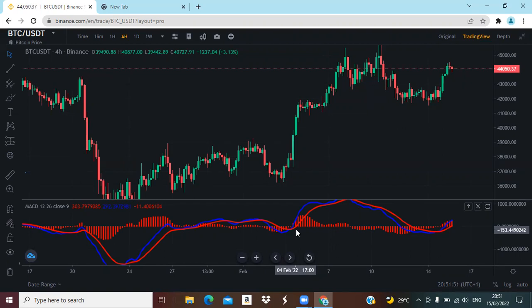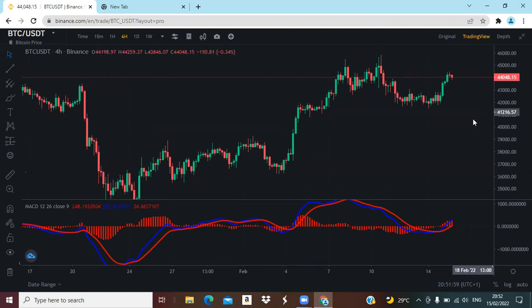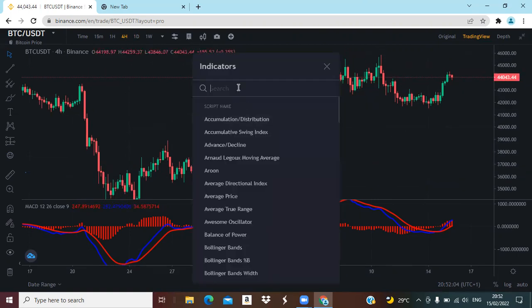Now, in this strategy, we are looking at the stochastic and the MACD. So if you bring up the stochastic here, bring up the stochastic here.